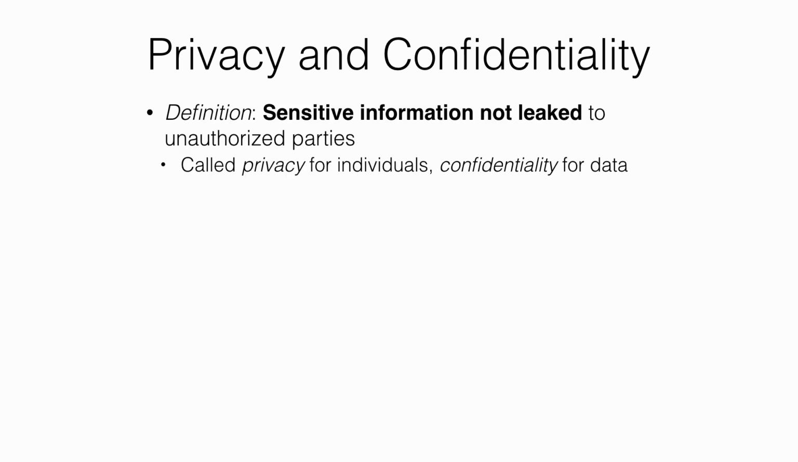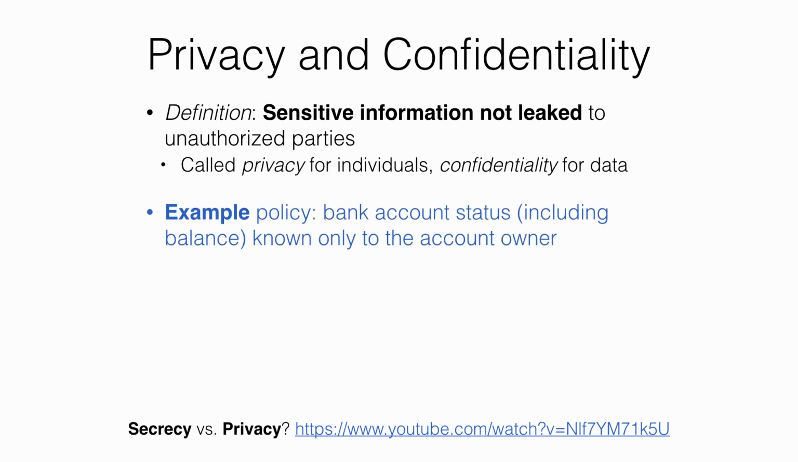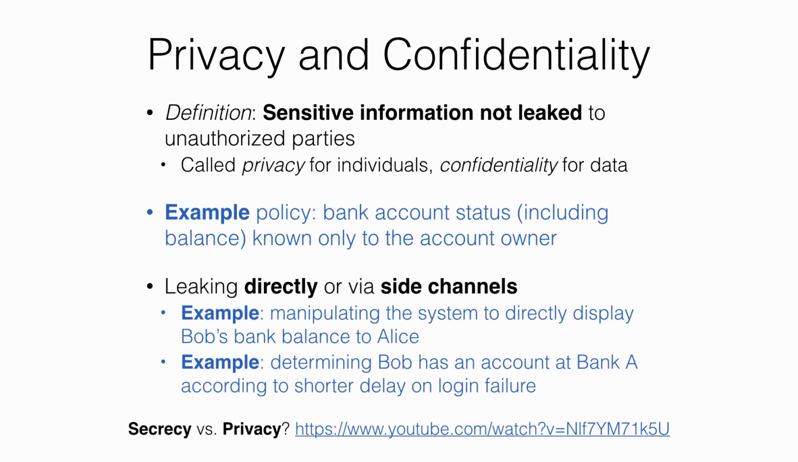First, we'll consider the three kinds of security policy, beginning with privacy and confidentiality. Privacy and confidentiality are ensured when sensitive information is not leaked to unauthorized parties. We typically refer to this property as privacy for individuals and confidentiality for data. Sometimes we also refer to it as secrecy. As an example, for our online bank, the bank account status, which includes the bank account balance, should only be known to the account owner and not to any other parties.